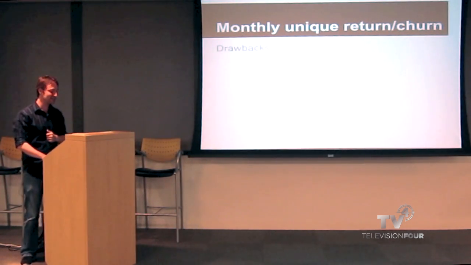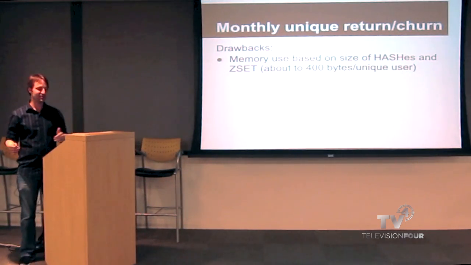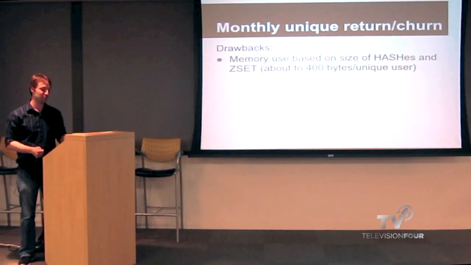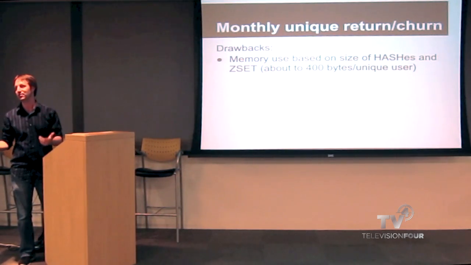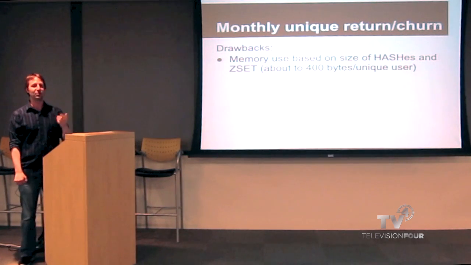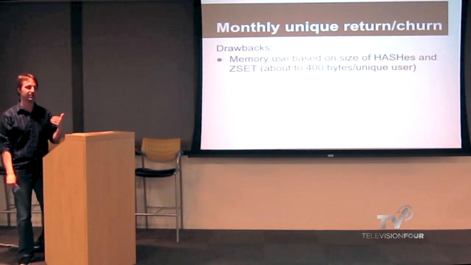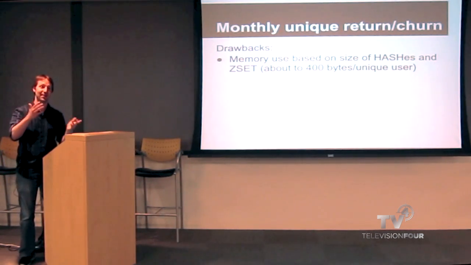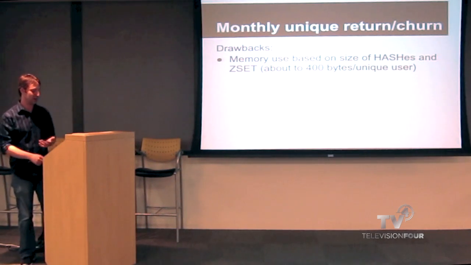How bad is it? Well, let's look at the drawbacks. The memory is based on the size of the hashes and the size of the Z-set, which comes down to about 400 bytes per unique user if you want to look at actual memory use. So if you're talking a million users, that's 400 megs of data you have to store on your server side. If you're talking 10 million, well, it's 4 gigs. Okay, so maybe it's not that bad, but still, it's disgusting memory use for something that shouldn't take that much memory.